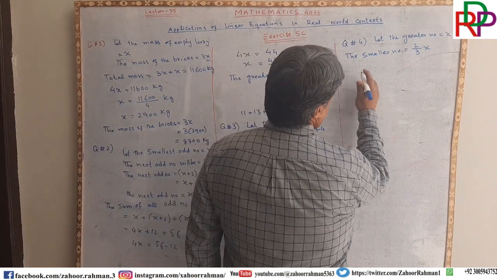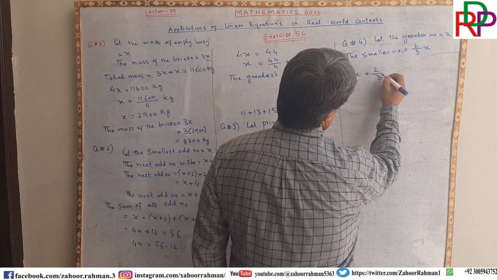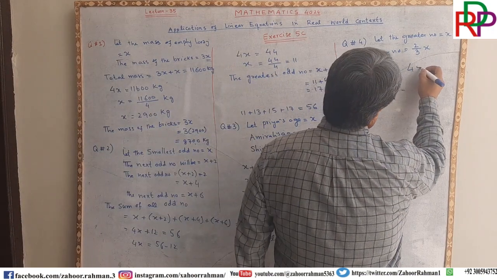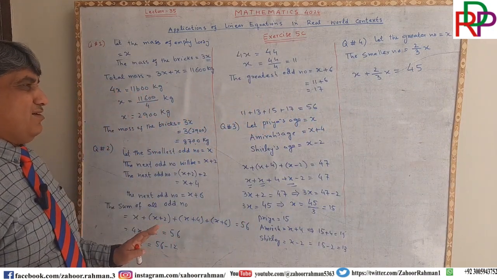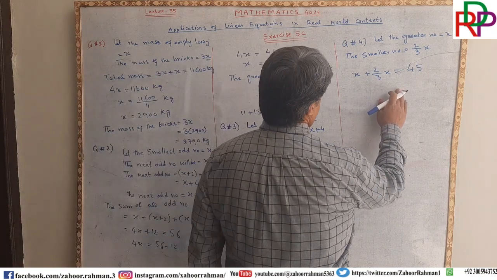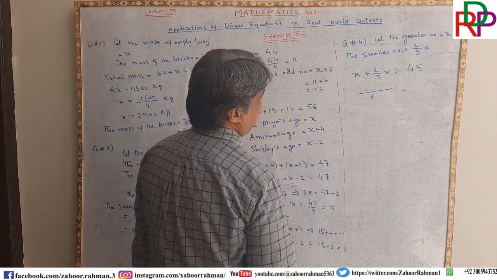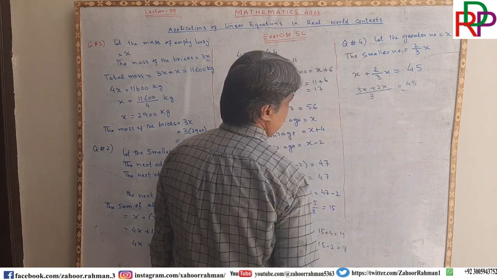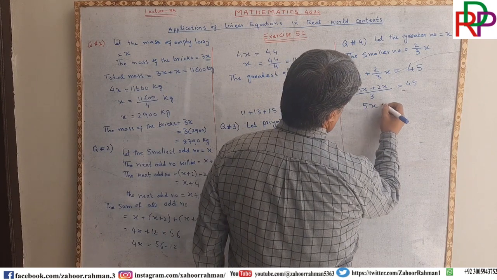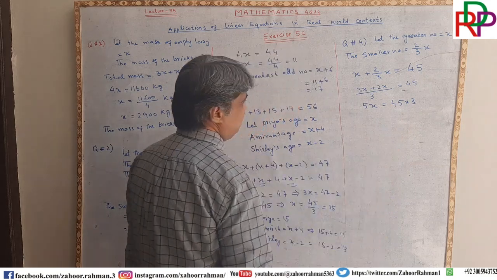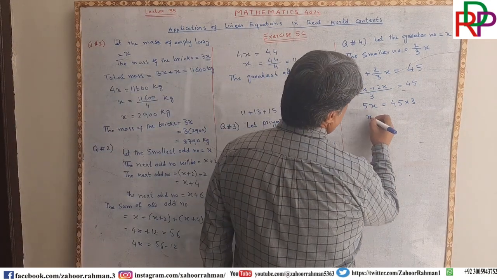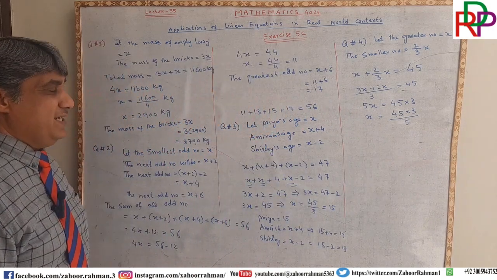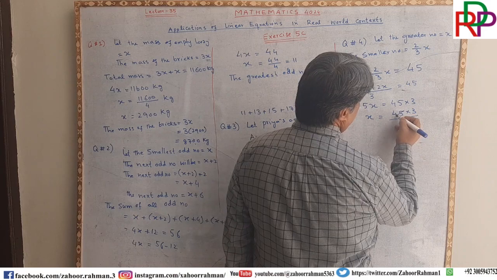So, sum of both: x plus 2 over 3 x is equal to, they have given us, 45. So, now we found the expression and our first job as a mathematician is to find the value of x. So, we are taking 3 as the LCM. So, it will become 3x plus 2x is equal to 45. So, it will be equal to 5x equals 45 multiplied by 3 from cross multiplication. So, 5x is equal to 45 multiplied by 3 divided by 5. Dividing both sides by 5.